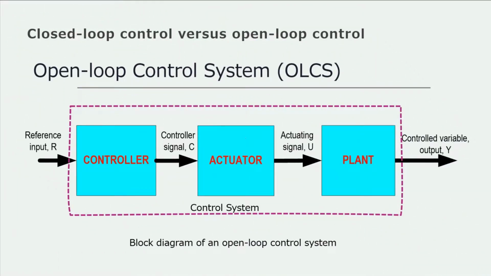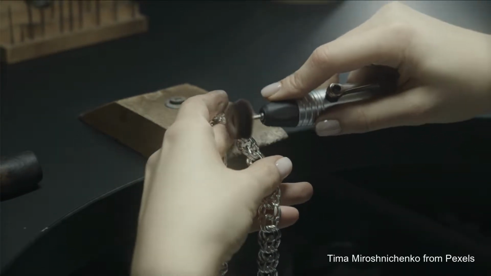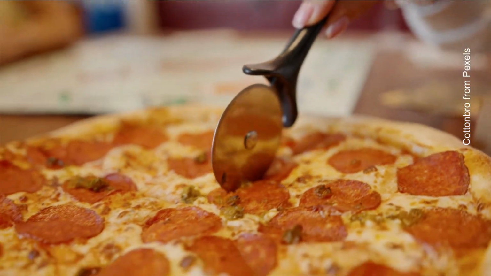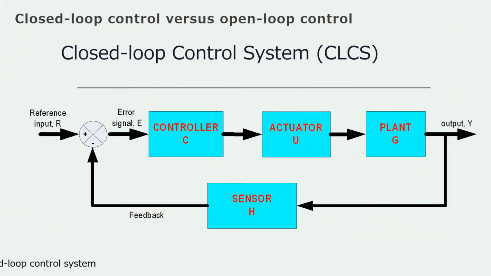So for the open loop control system, OLCS, you always see it with simple appliances, like tools such as a grinder or a cutter. That is something where we don't need feedback. It's different from the closed loop control system, CLCS.